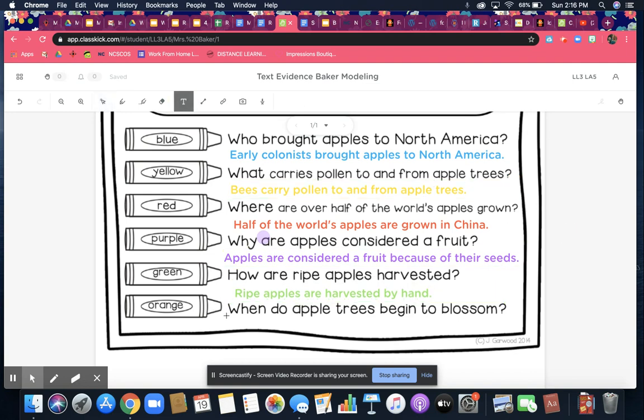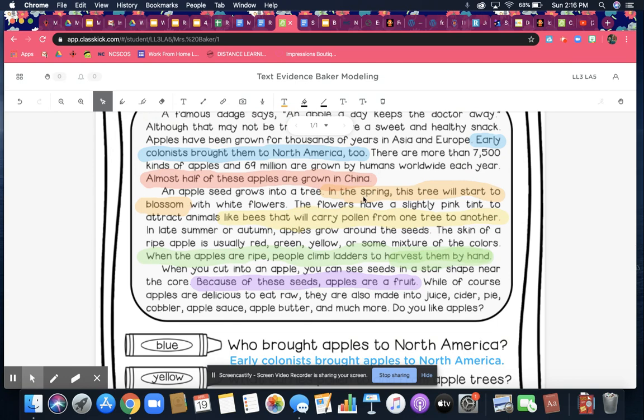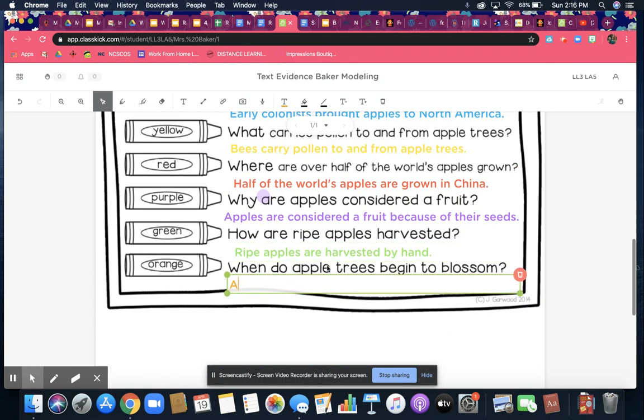And then our last box we have will be orange. And it says, when do apple trees begin to blossom? Go back up to your orange. In the spring, this tree will start to blossom. So apple trees begin to blossom in the spring.